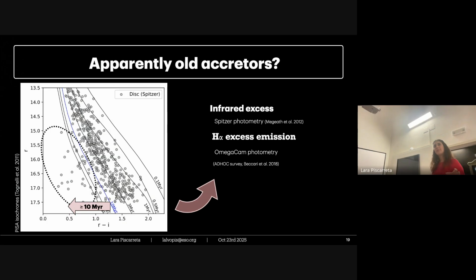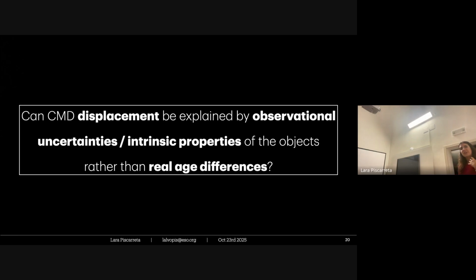So what I did in the first project of my PhD was to try to answer this question: whether the displacement that we see in the CMD is caused by observational uncertainties or intrinsic properties of the sources, or whether we have in fact a real age difference within the Orion Nebula population.